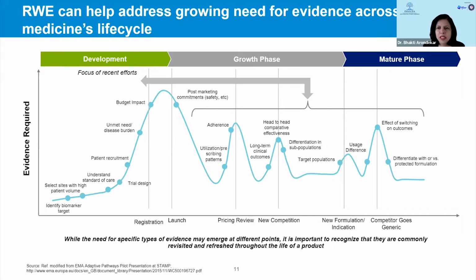And then once it goes off patent or some other competitor comes into the market, you can think about the effect of switching to another product. What does that do to a patient and their outcomes? How do you differentiate one product versus the other? So it depends on what you're trying to do with real world evidence, and at what phase of a product or a disease you are trying to generate real world evidence. And that varies widely.